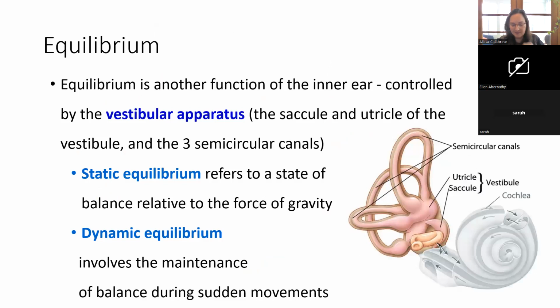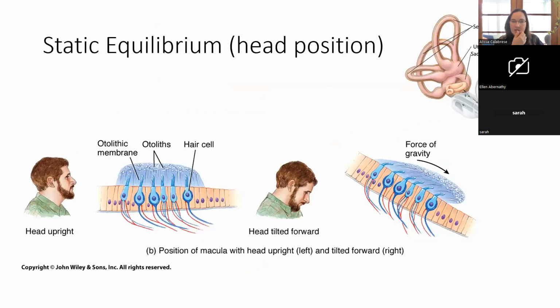All right, and let's look at equilibrium. So sense of equilibrium is in your vestibular apparatus and semicircular canals. Equilibrium is just balance. And you've got two senses of balance, static and dynamic. Static equilibrium is basically just the position of your head, right? So this tells you whether your head is down or up or side to side.